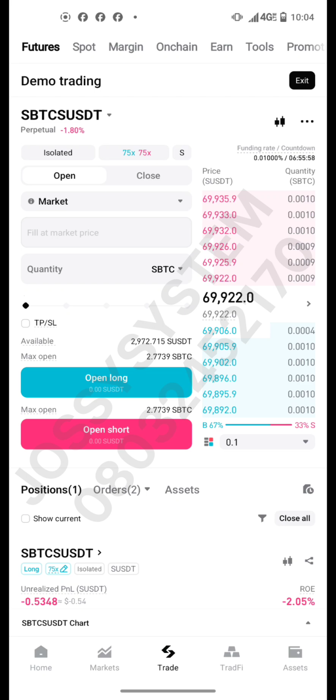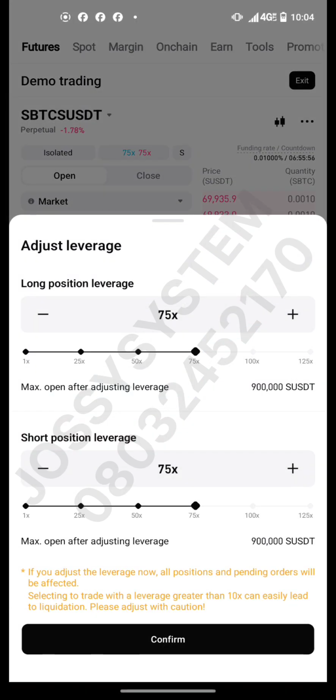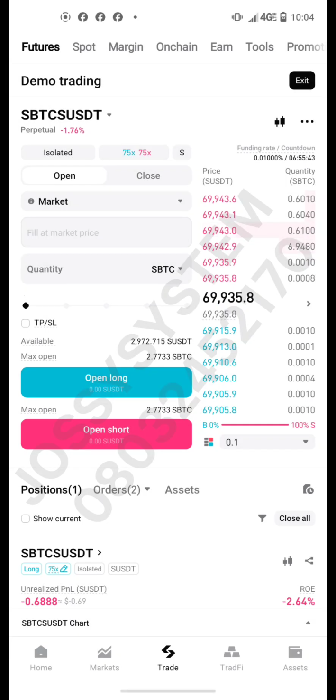Now for you to leverage what you have, we have this leverage here. If I click on this leverage, you see on BTC we have leverage up to 125x. Currently I'm setting this at 75x, either for a buy or a sell, so a long or short. Are you with me now? Then we have this other side here, isolated.